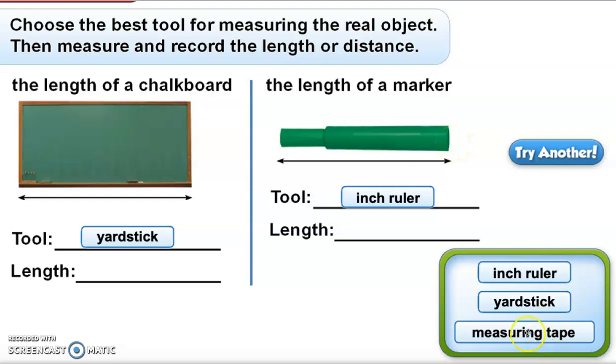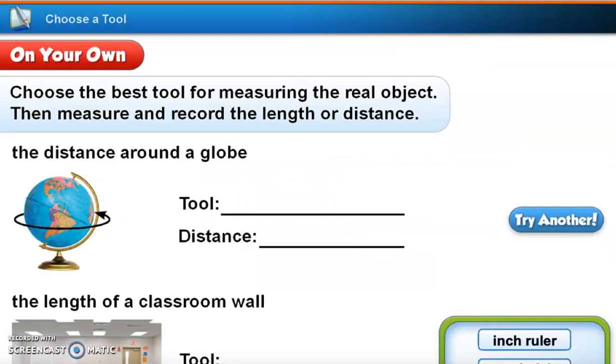You would be able to use a measuring tape to measure around the marker, but we're looking for the length of the whole marker. And in this case, an inch ruler would be the best option, not a yardstick, because again, a yardstick is 3 feet long, and there's not too many markers in the world that are 3 feet long. So an inch ruler would be the best option to measure the marker. Okay. Let's take a look at a couple more examples.